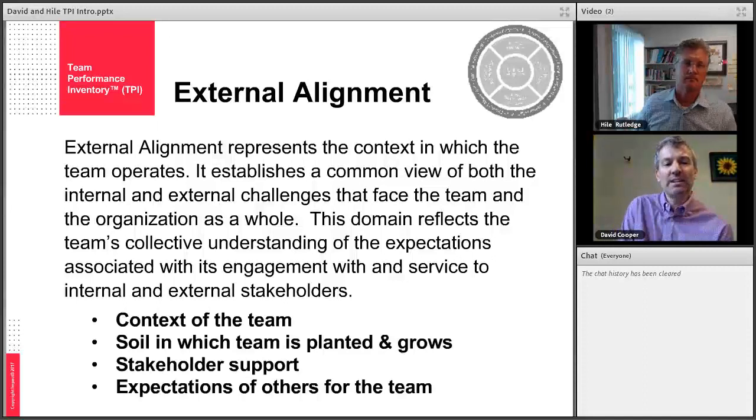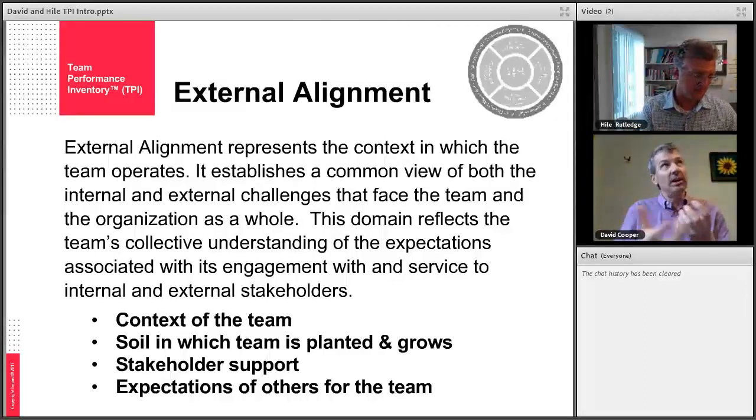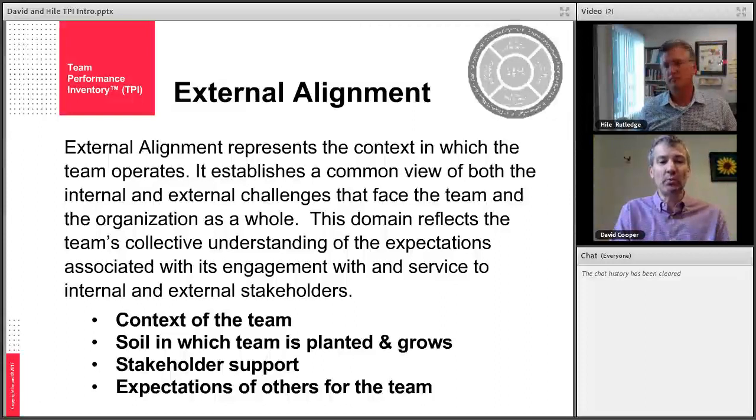So it has to do with the context of that team, the soil in which the team is planted and grows, which is a really nice metaphor, I suppose, for recognizing the ecosystem within which the team or the group resides. It has a lot to do with that stakeholder, internal and external support. And when I say internal and external, I mean within the organization and outside of the organization, and those expectations that we have of others around us and them of us.